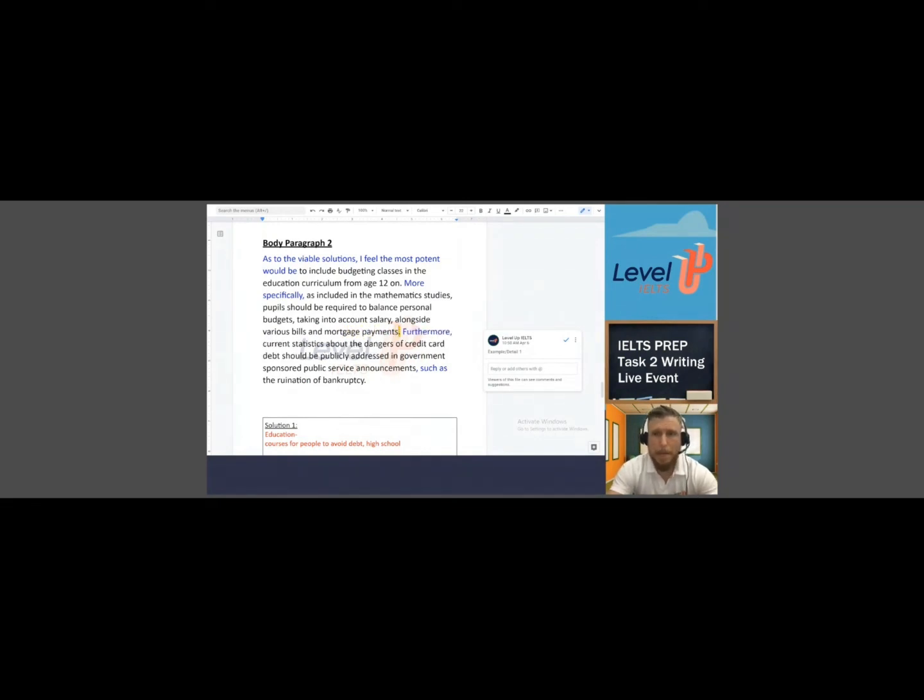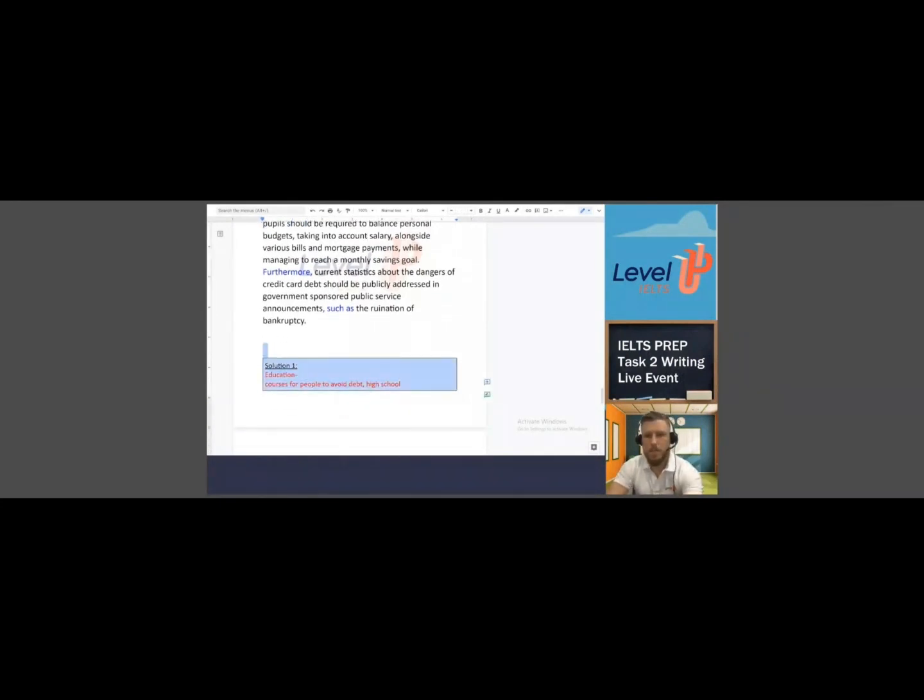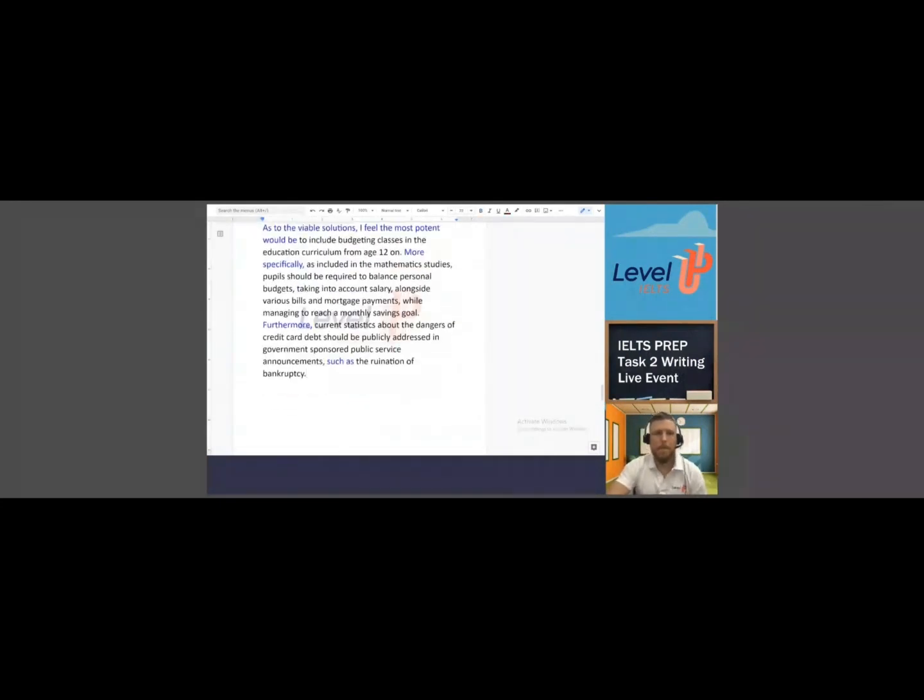You've got to wrap it up here while managing to reach a monthly savings goal. A monthly savings goal. Oh, two M's there. Okay, a little bit more complex, but that's really detailed. Okay, so let's get rid of this. There we go. Body paragraph 2.